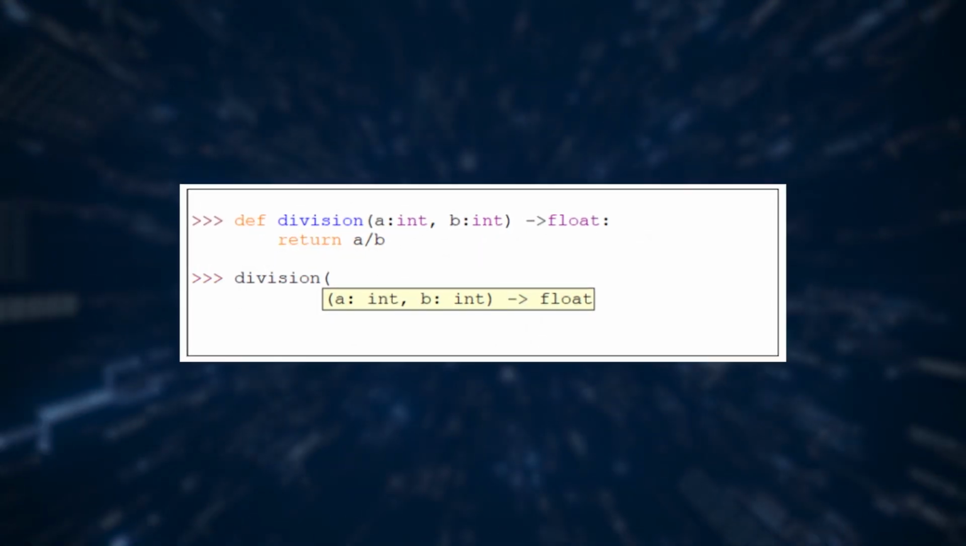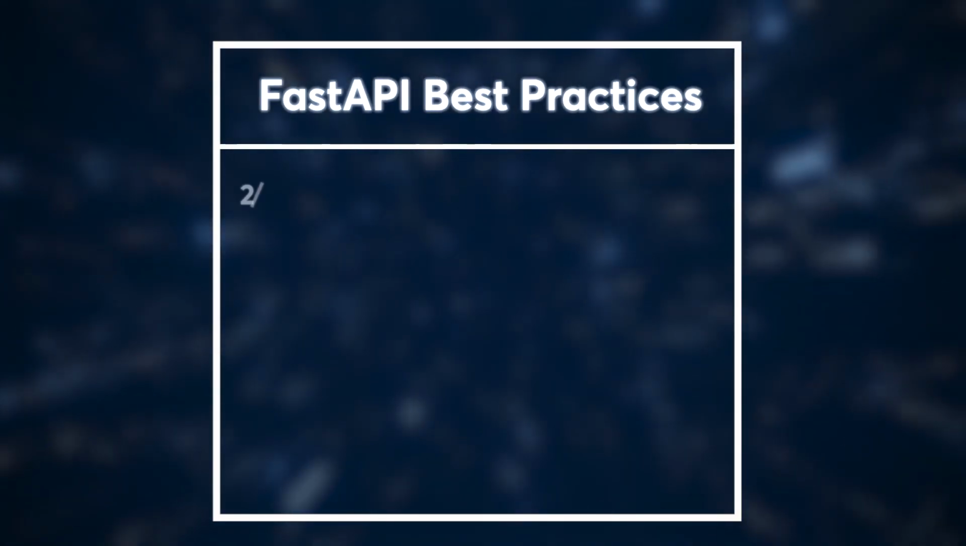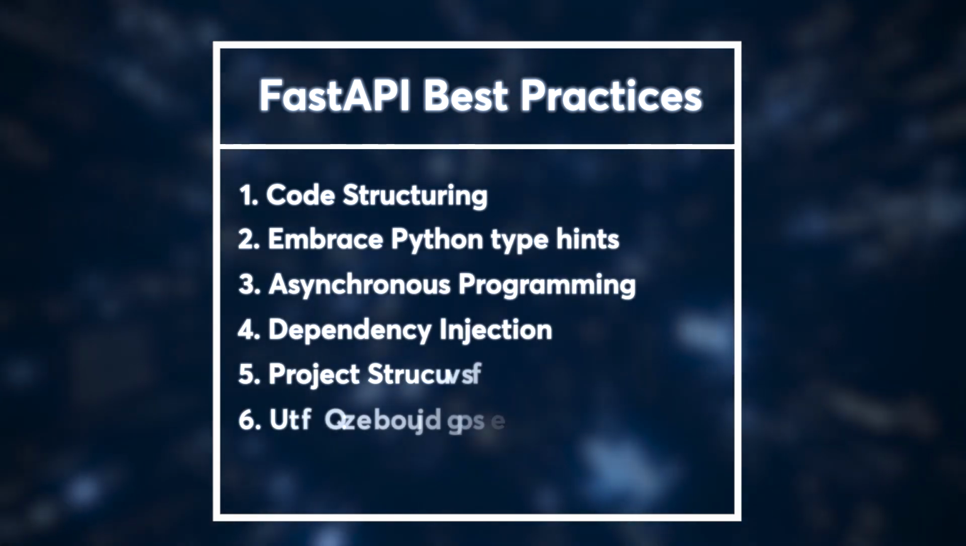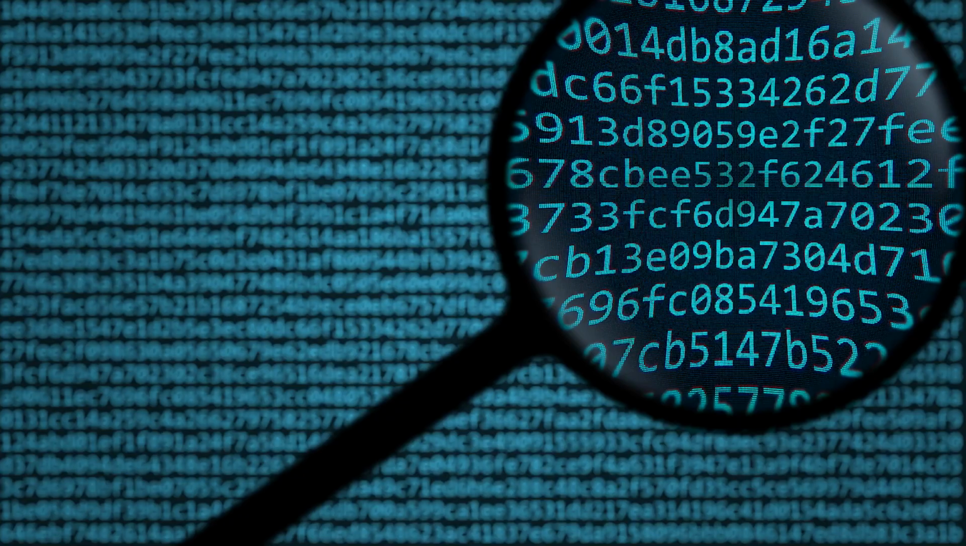By leveraging Python type hints, we ensure strong data validation and documentation. Let's dive into some best practices for creating robust models in FastAPI. As we implement request validation, we'll face challenges like handling query parameters, request bodies, and more. Fear not. I'll guide you through navigating these challenges, ensuring that your API receives and processes data reliably.